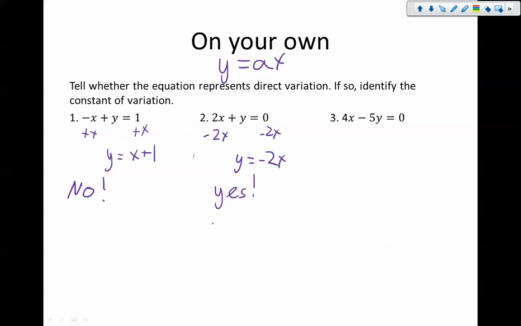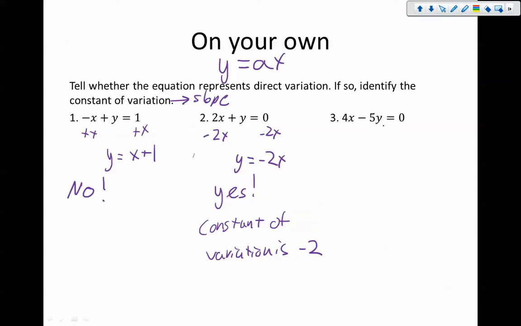My constant of variation, as it says here, constant of variation is negative 2. Because that's my a value, right? My constant of variation, remember, that's the slope. That is the slope. So that's negative 2.